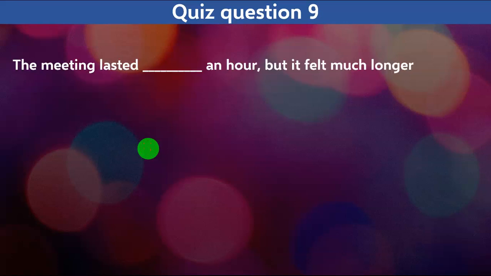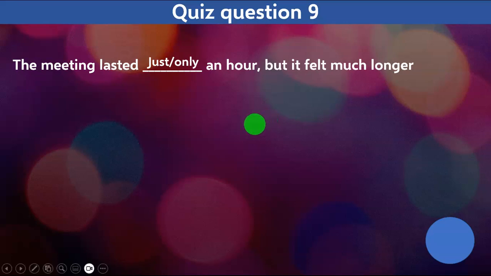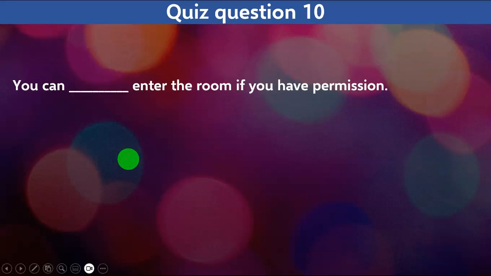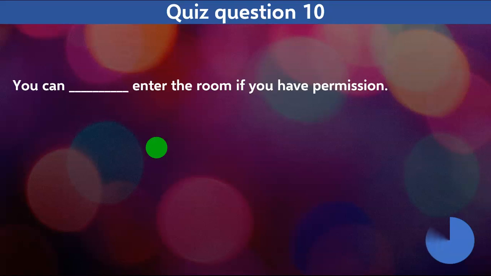Question number 9. The meeting lasted dash an hour, but it felt much longer. Your time starts now. Okay, the meeting lasted just or only an hour, but it felt much longer. You can use both the options. And here comes the final question, friends. You can dash enter the room if you have permission. This should be an easy one. Your time starts. All right, you can only enter the room if you have permission.